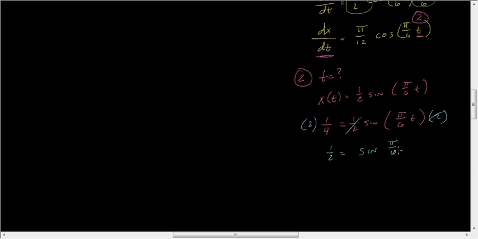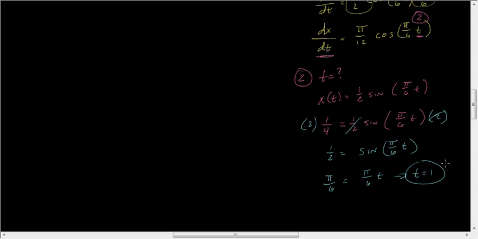And now you have to ask yourself, when is sine equal to 1/2? If you remember your trig, it's at either 30 degrees or pi over 6. So where sine is 1/2, the angle inside must be pi over 6, but the angle inside is also pi over 6t. If you divide both sides by pi over 6, or you can just inspect it, t is equal to 1. So 1 second.